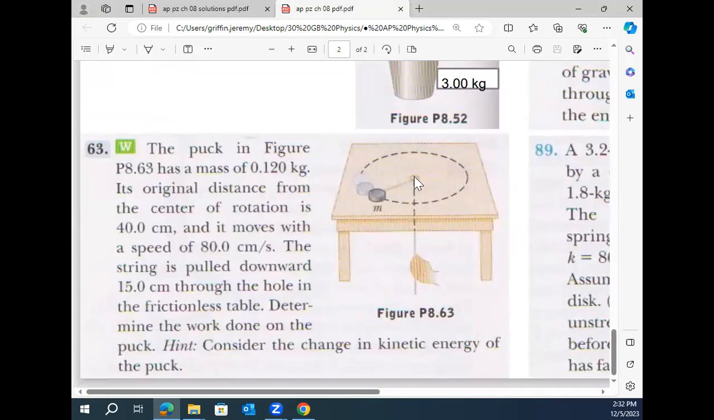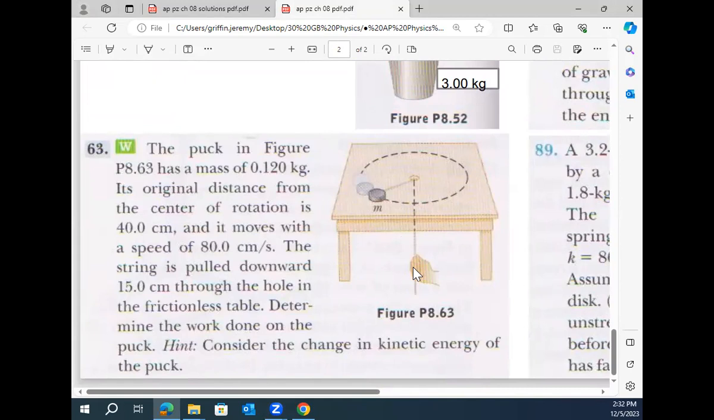So here we got a puck on a frictionless table, they say, so the air hockey table, and there's a hole in the middle and there's a string, and it's moving around in a circle on that dash line path. You kind of get that from the figure anyway. Well, it says the same thing here. They attach some numerical values, and you're holding it in place.